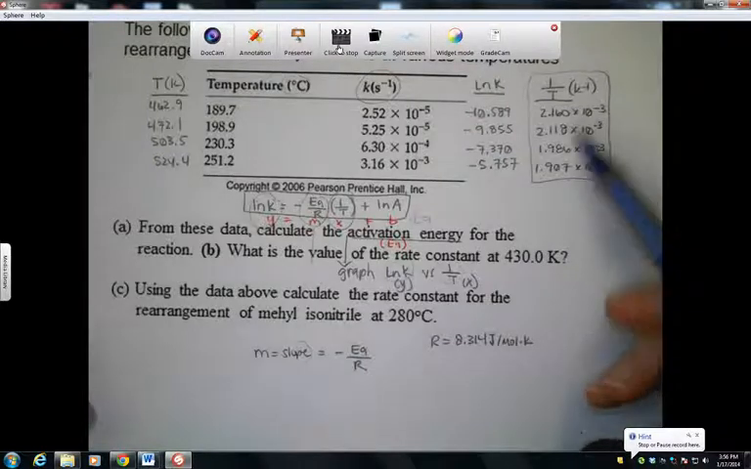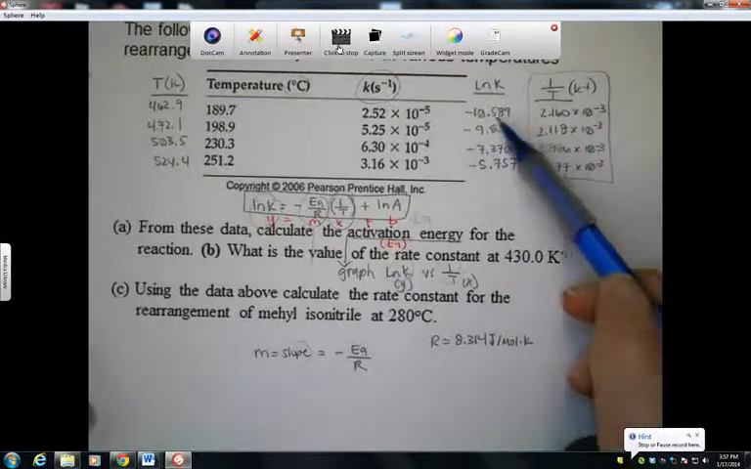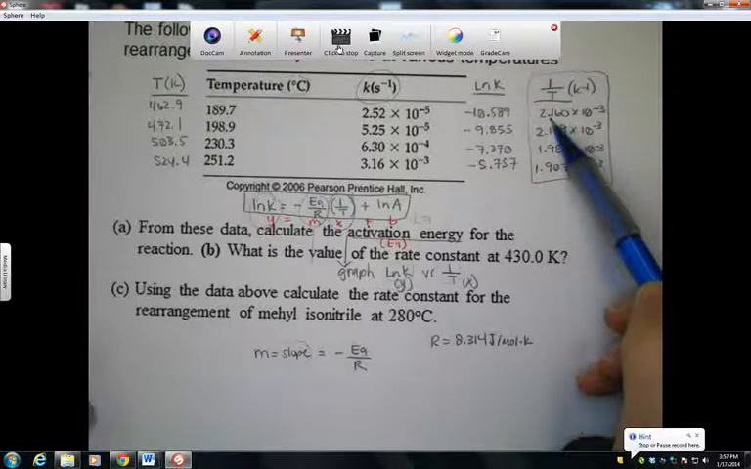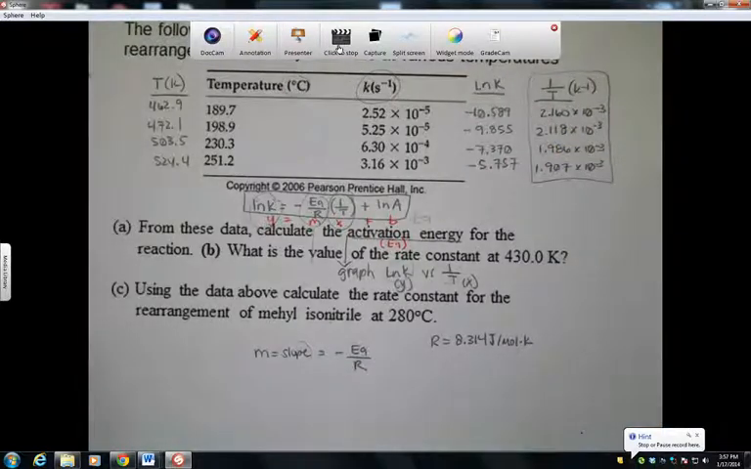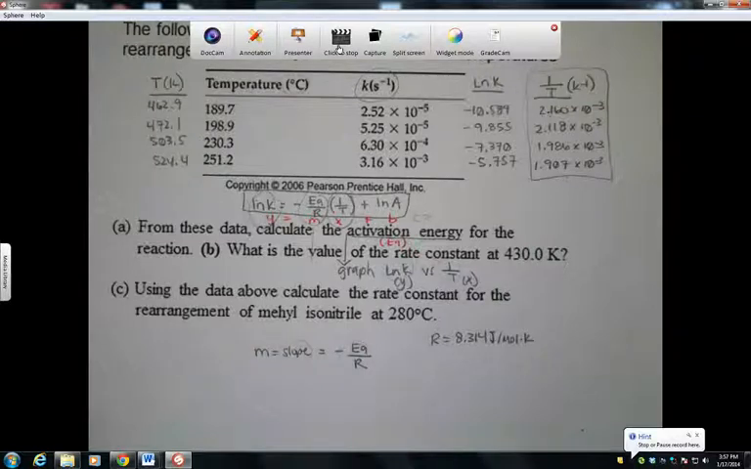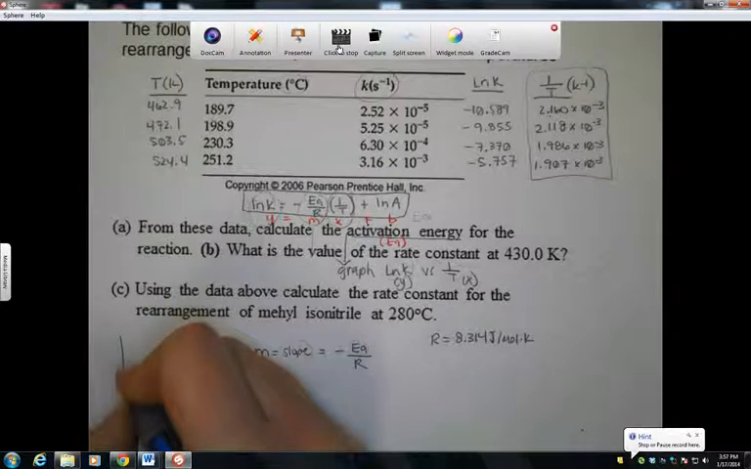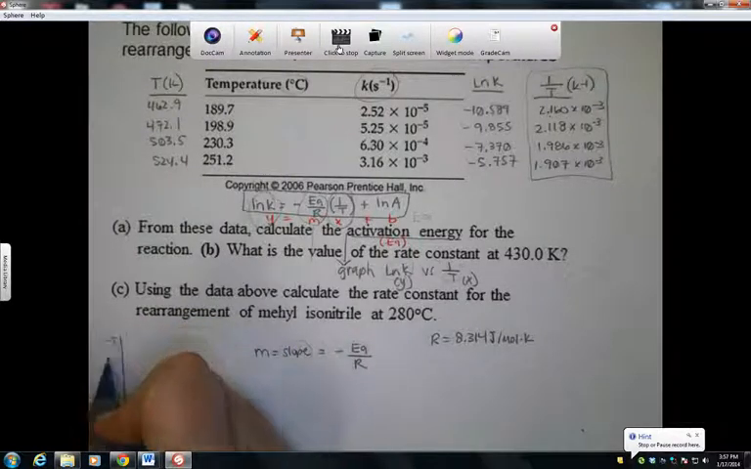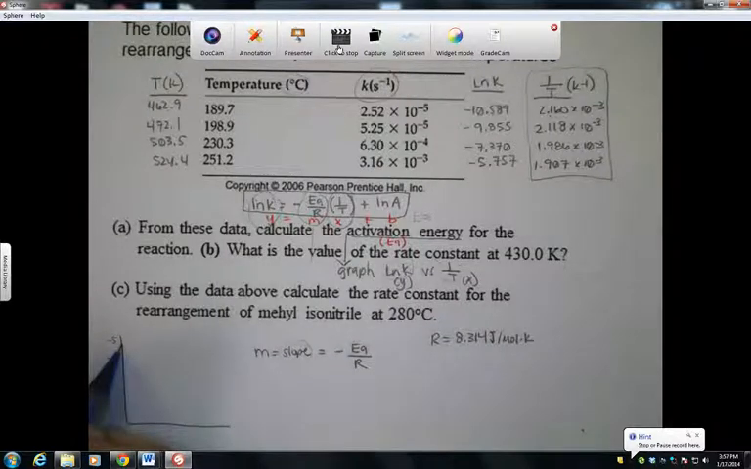You're going to make a graph in your calculator of natural log of K on the y-axis versus 1 over T on the x-axis. And you should get something that looks like, well, I actually didn't graph it, I'm sorry, but I'll show you what it should look like. It should be a graph that looks something like this. Starting somewhere between -5 and -6, you should have a line sloping downward like this.